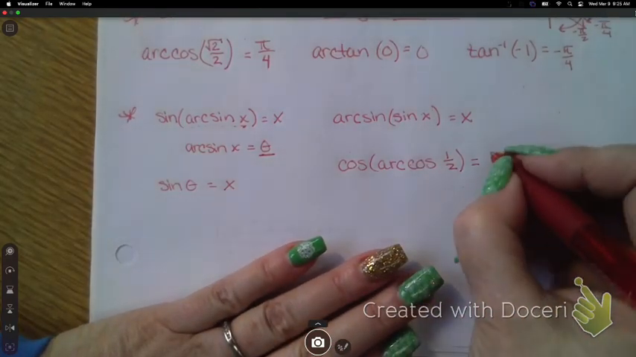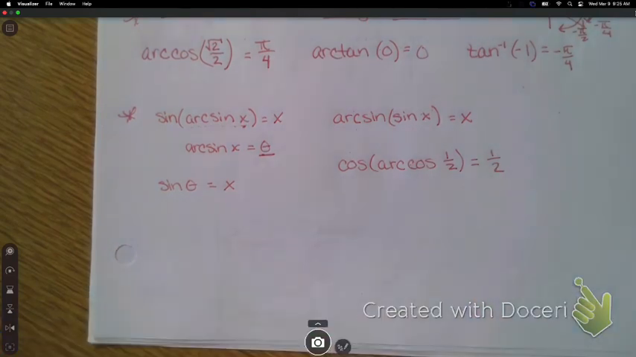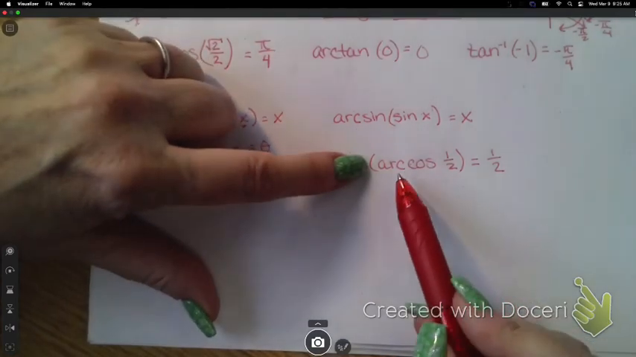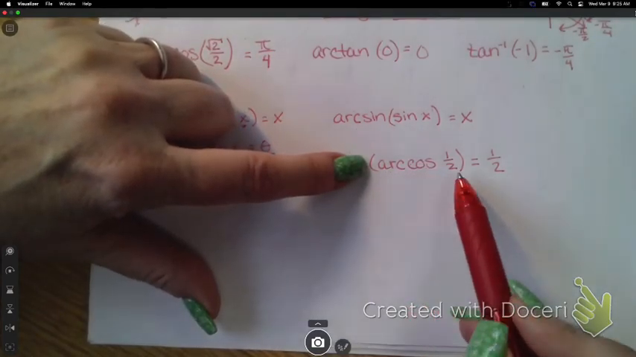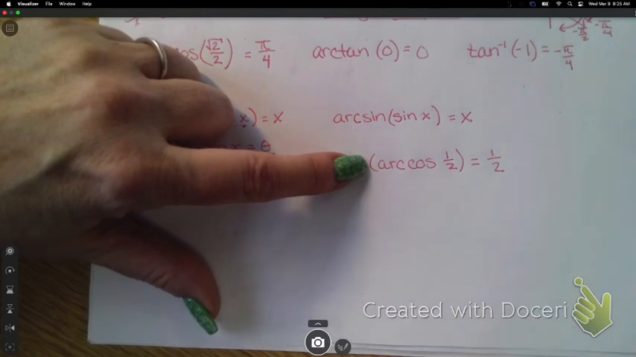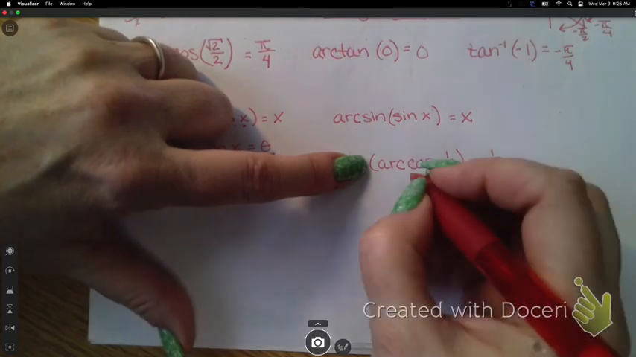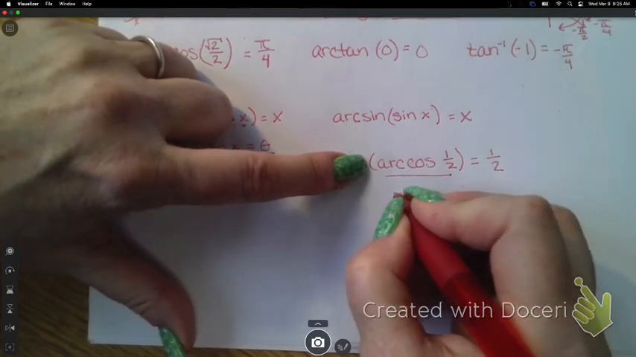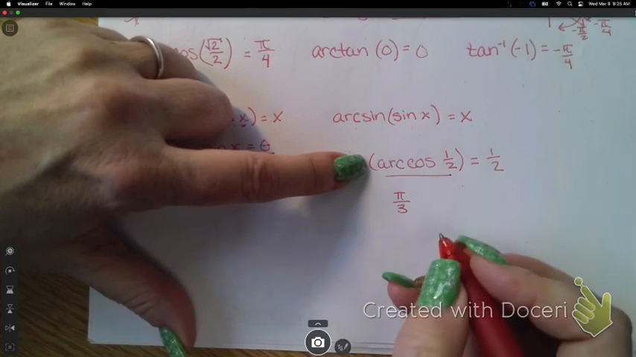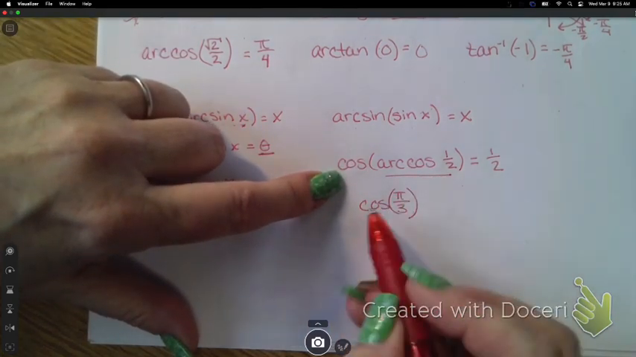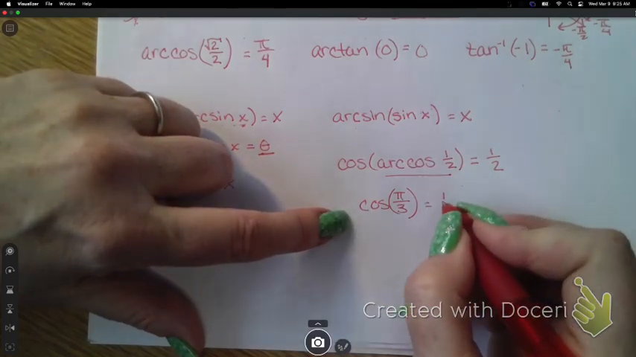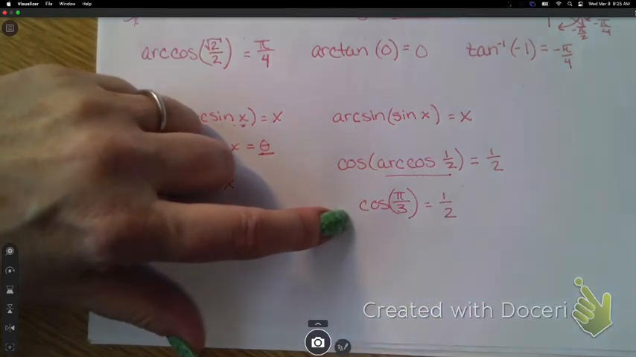So my answer should be 1/2, shouldn't it, if it follows this rule? So let's do it. We're going to cover up the cosine. Where is cosine 1/2 at? What angle? 60. So this answer is pi over 3. And then I have to take the cosine of it. So what's the cosine of pi over 3? 1/2. So did it work?